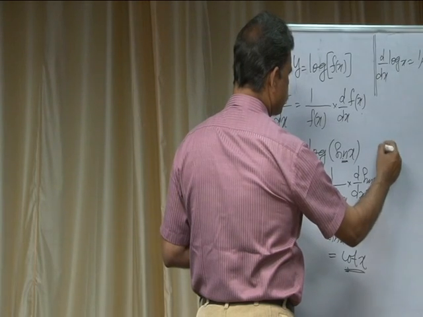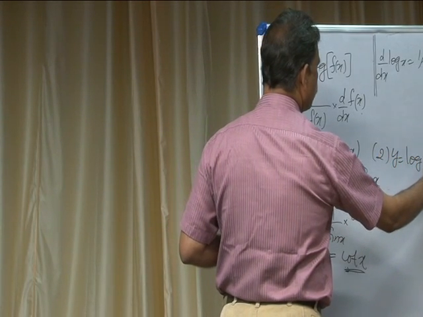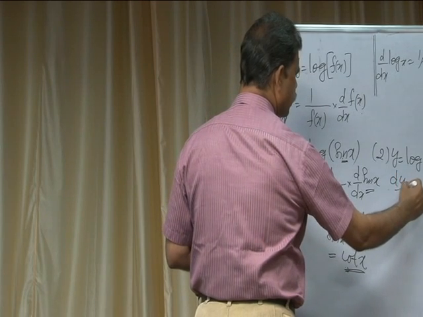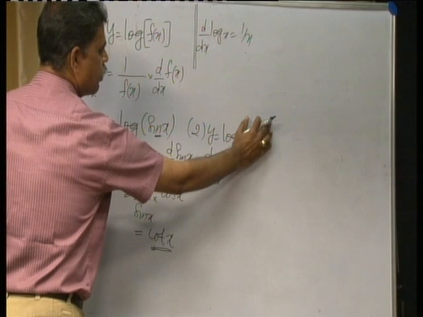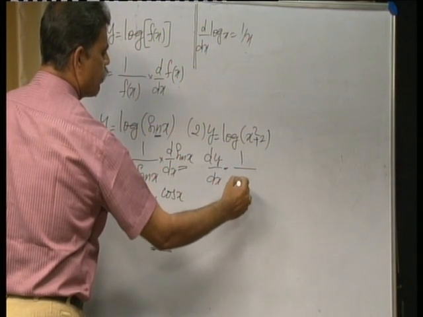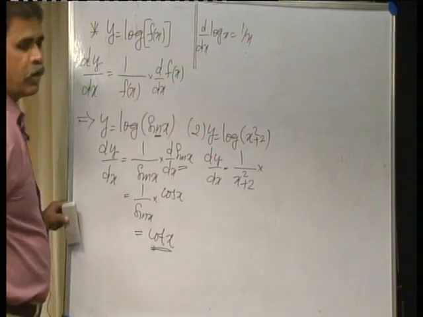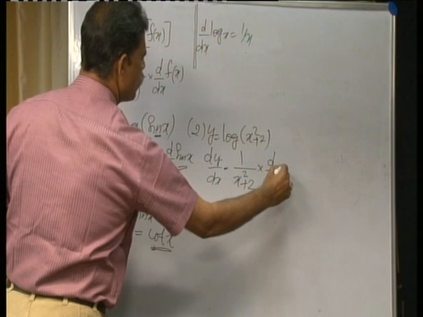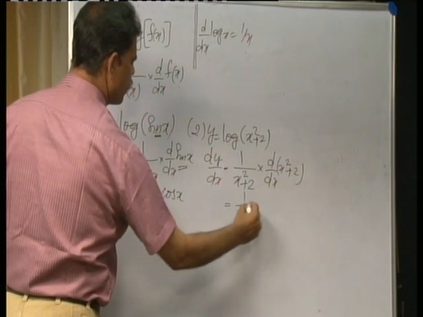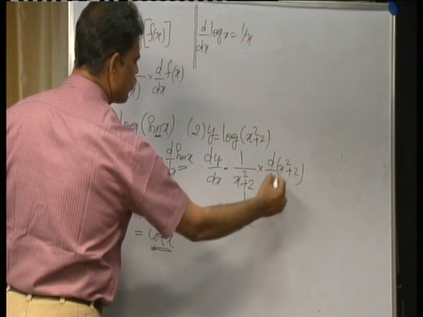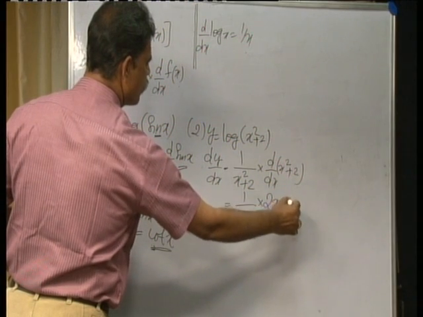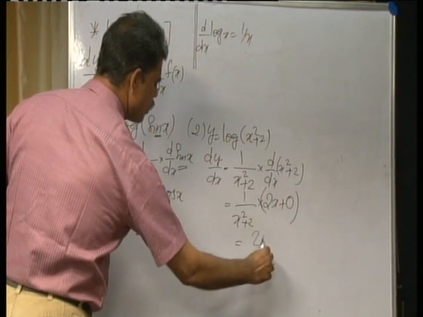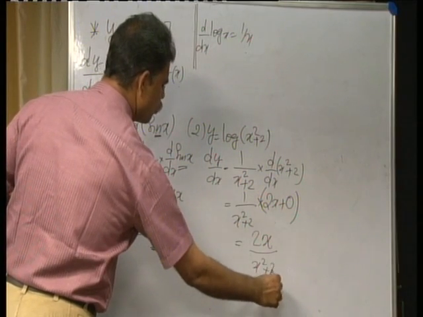Take another example, y is equal to log of x square plus 2. Dy by dx: for the log function, log x differentiates to 1 by x. Here, instead of x we have to write x square plus 2, into the differentiation of the function, d by dx of x square plus 2. This is 1 by x square plus 2 into differentiation of x square, which is 2x, plus differentiation of 2, which is 0. So 2x plus 0 is 2x only. 2x divided by x square plus 2. This is the answer.